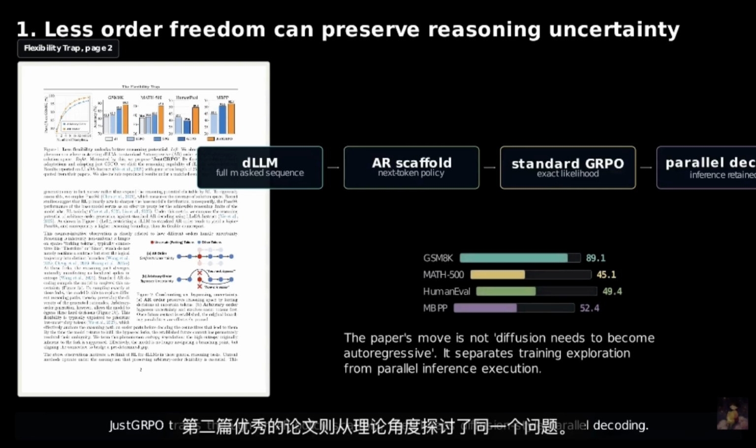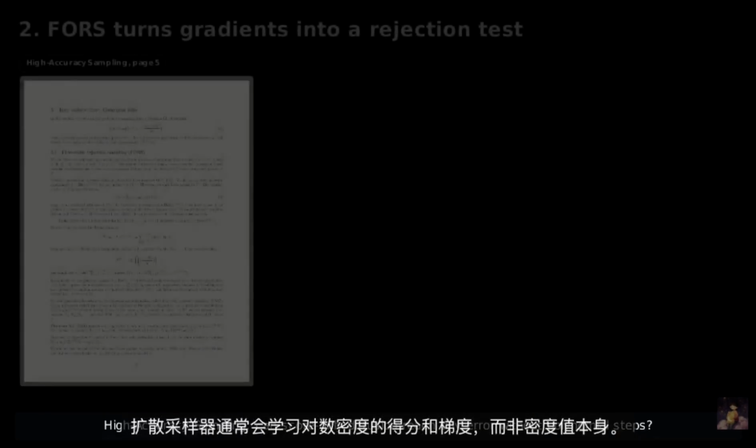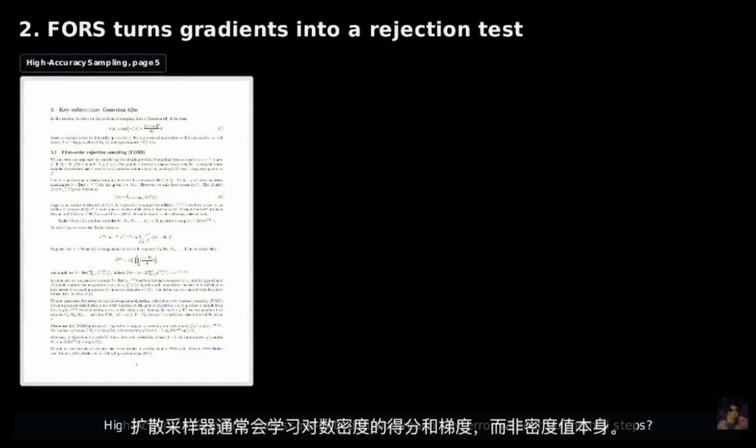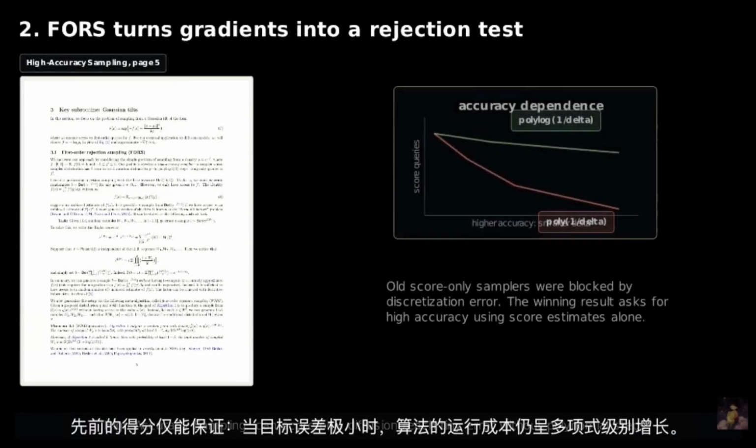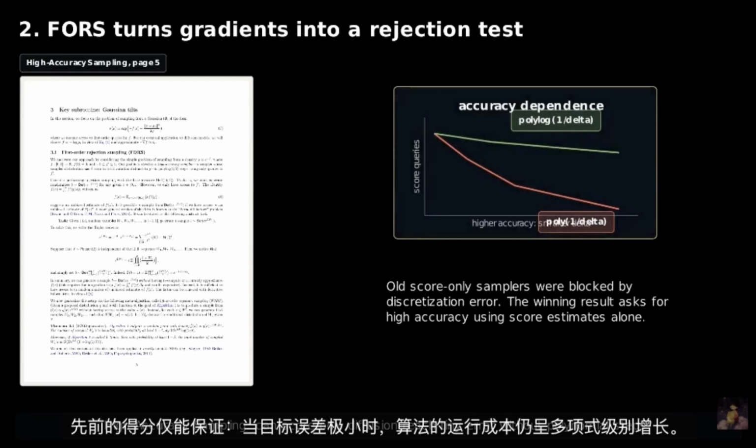The second outstanding paper asks a theoretical version of the same question. Where does the system really need to pay? Diffusion samplers usually learn scores, gradients of log density, not density values. Previous score-only guarantees still pay polynomially for tiny target error.